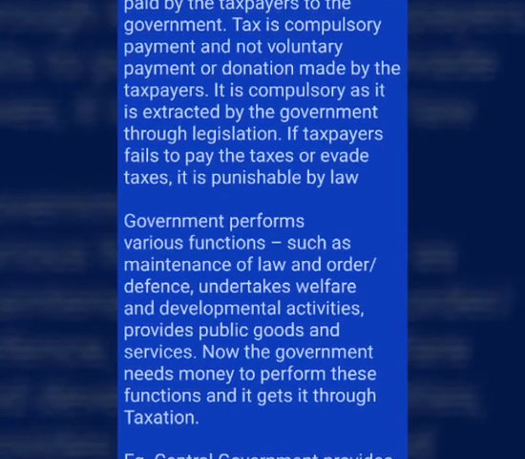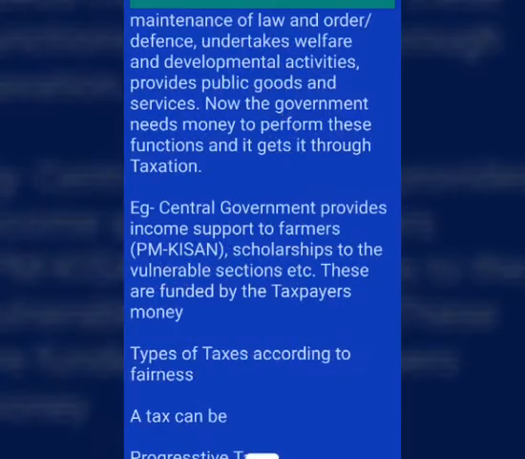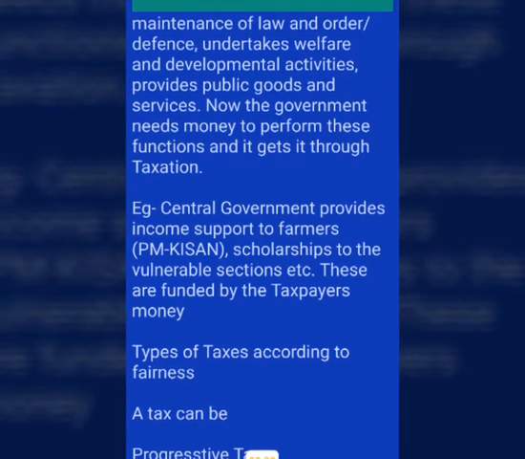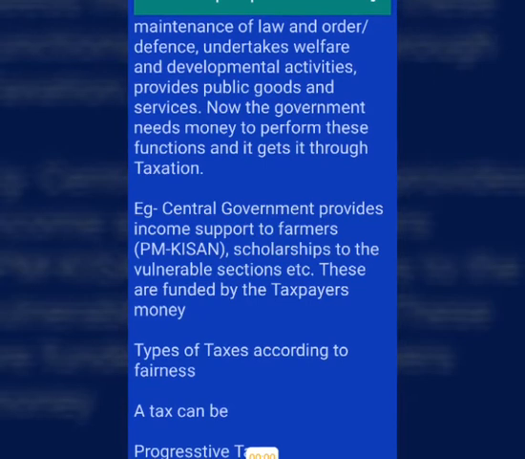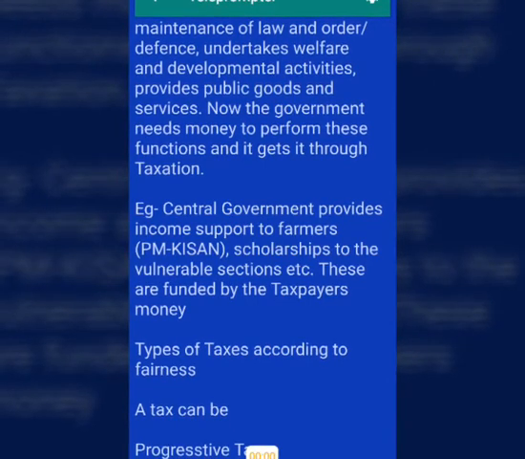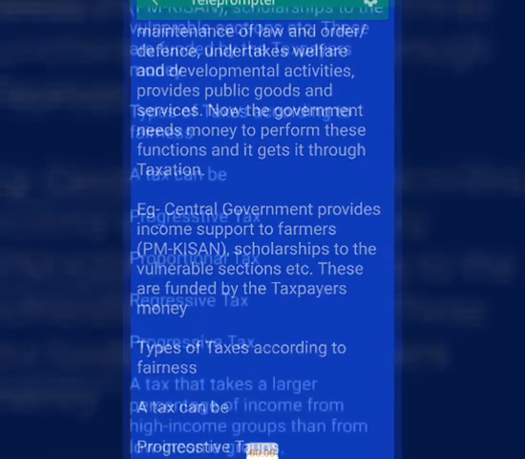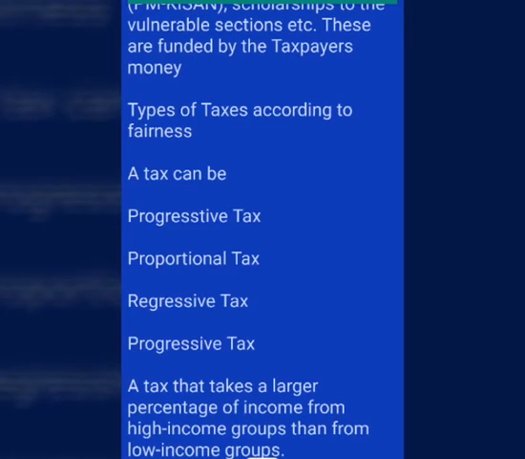Types of taxes according to fairness. A tax can be progressive tax, proportional tax, or regressive tax. Progressive tax: a tax that takes a larger percentage of income from high-income groups than from low-income groups. For example, income tax in India, the tax rate goes up as income level rises. Rich people pay a larger portion of their income as tax in comparison to poor people.